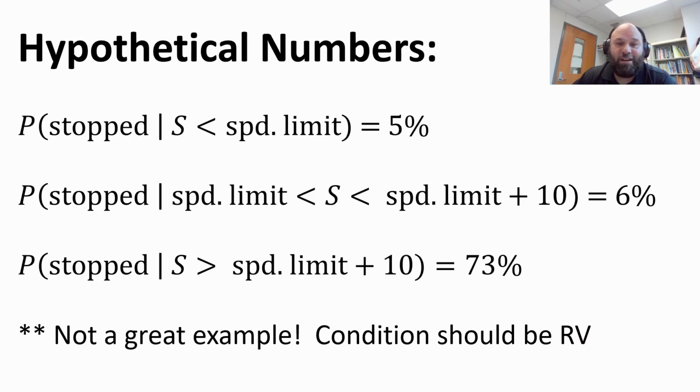Now, I wrote this as not a great example because the condition, the speed, should be a random variable. And as I started, I was imagining it's you driving and it's your speed, which you have control over. But if you think about the driver as a random driver, then the speed is a random variable, and now we recover that this is a better example.